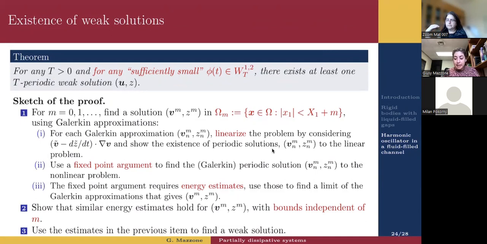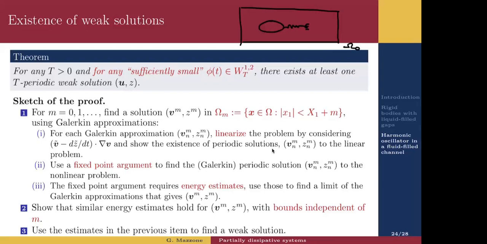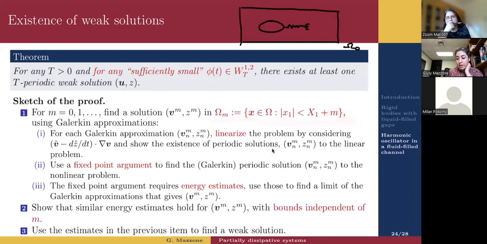So basically, let me redraw my channel here. Again, my mass spring oscillator. And remember that I had a truncated domain, which I called omega zero. Now, after this omega zero, we define omega m, which will be a kind of invading domains within the channel. Remember that when m is equal to zero, you have that truncated domain omega zero, which we can fix so that we are sure that it contains the mass spring oscillator. And then you define the omega m by making it one unit bigger at each step.